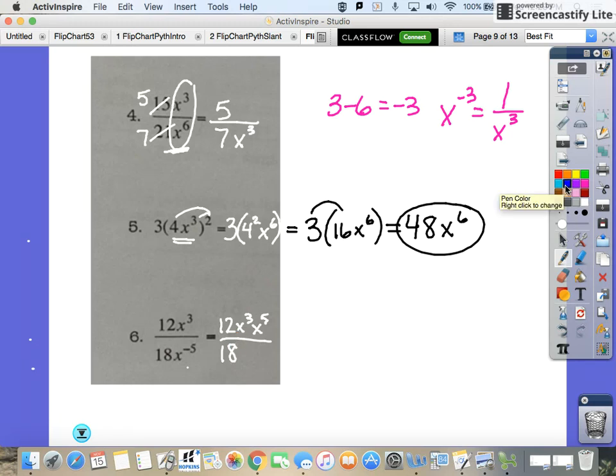The numbers would reduce. So 12 and 18 are both divisible by 6. So we'd have 2 and 3. Because 12 divided by 6 is 2, 18 divided by 6 is 3. And then we have 2 of the same base being multiplied, so we're going to add the exponents.